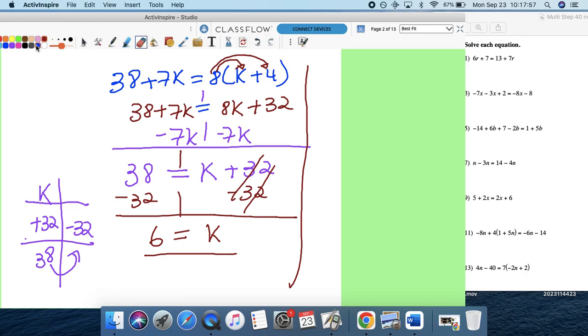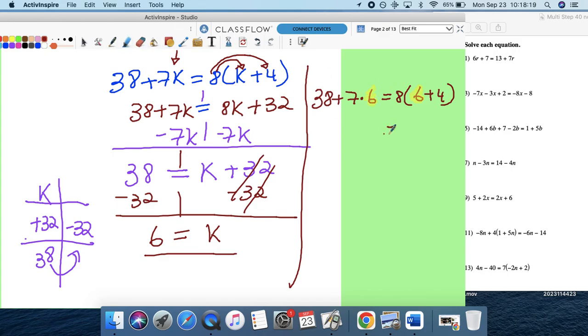So let's go back to the original. And everywhere I see k, I'm going to replace it with 6. So we get 38 plus 7 times 6 equals 8 times the quantity 6 plus 4. So let me highlight the k. This was a k, so I changed it to 6. This was a k, I changed it to 6.